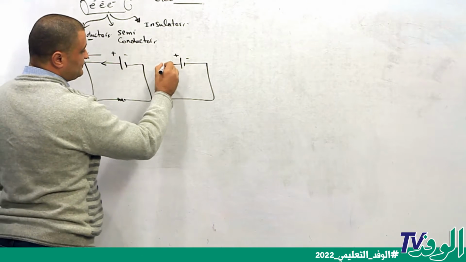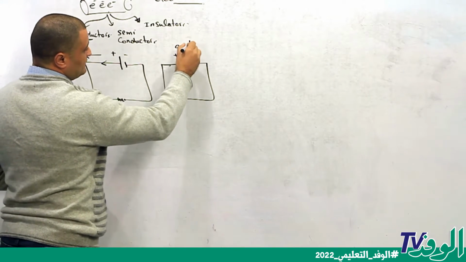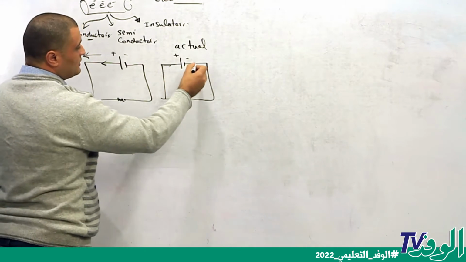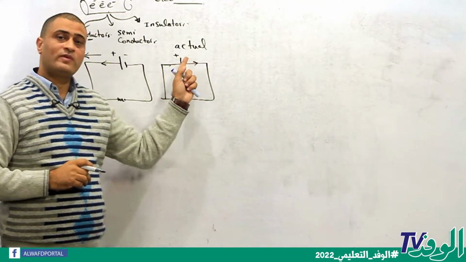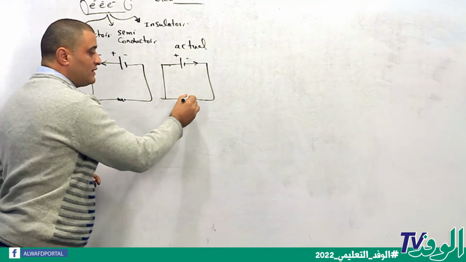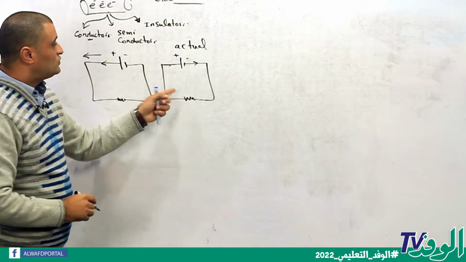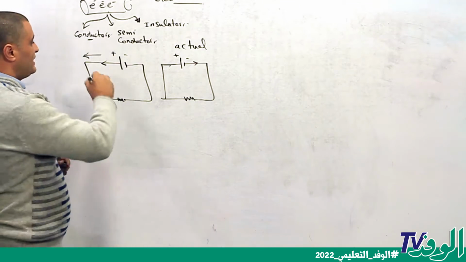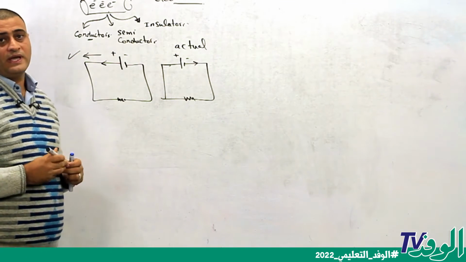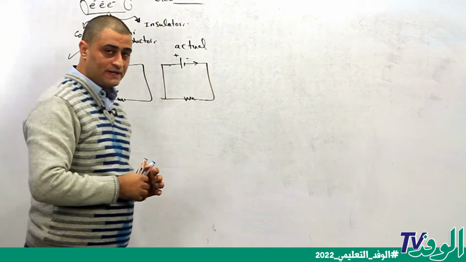Number 2, actual current. Actual current is when the electric current moves from the negative pole of the battery, inside the external wire or circuit, to the positive pole of the battery. We will take the conventional direction as the common one in electric circuits.